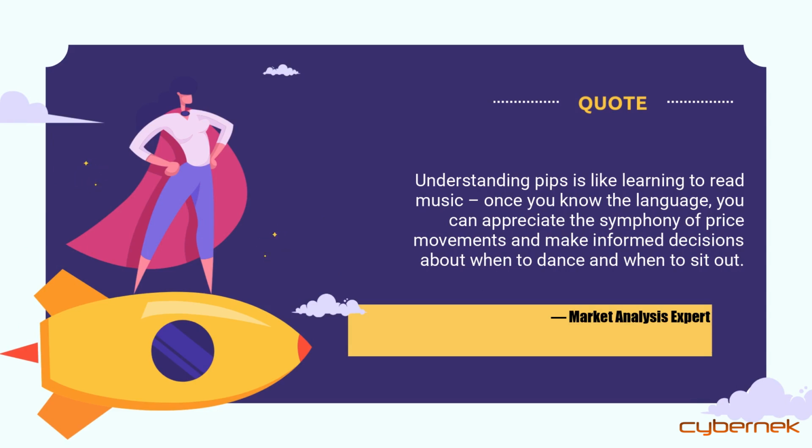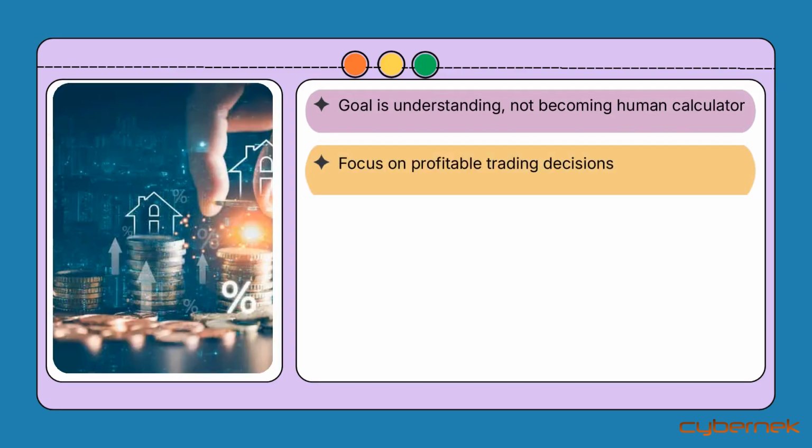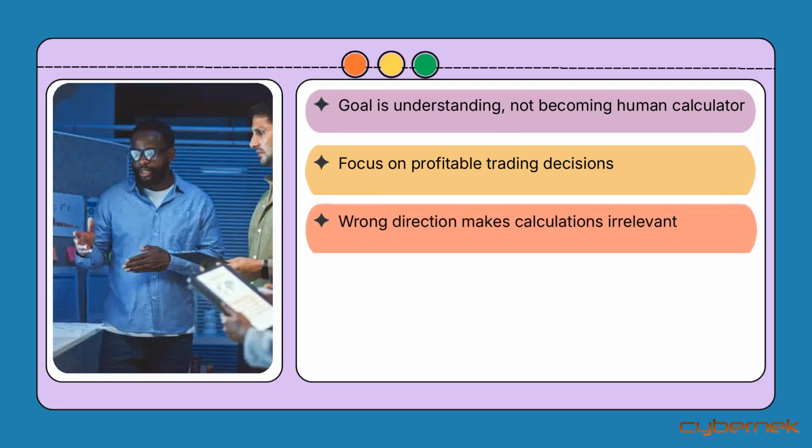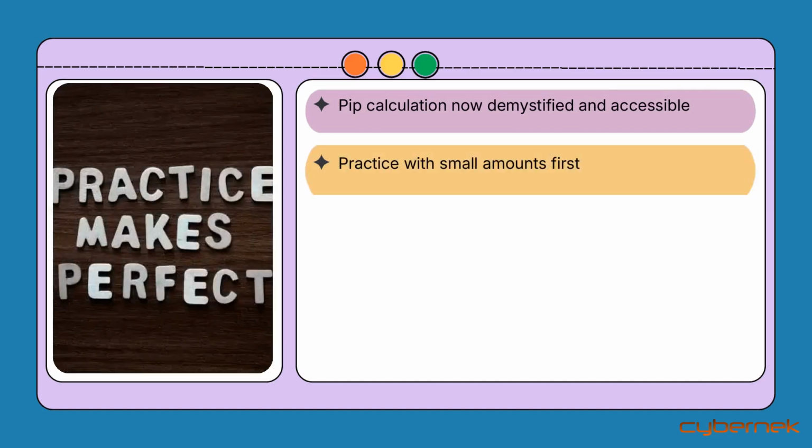Market analysis expert. Remember, the goal isn't to become a human calculator, but to understand the mechanics well enough that you can focus on what really matters, making profitable trading decisions. After all, you could calculate pips all day long, but if you're consistently picking the wrong direction, those calculations won't help your account balance. So there you have it, pip calculation demystified, with just enough complexity to keep things interesting, but not so much that you need a PhD in mathematics.